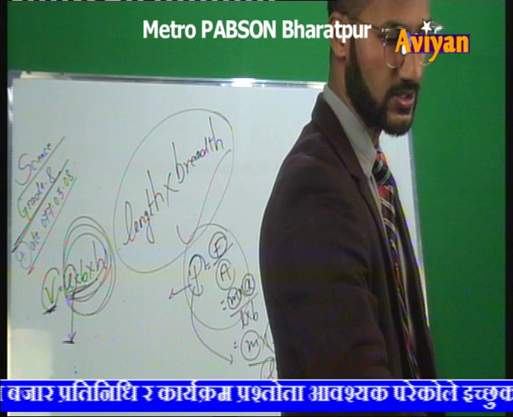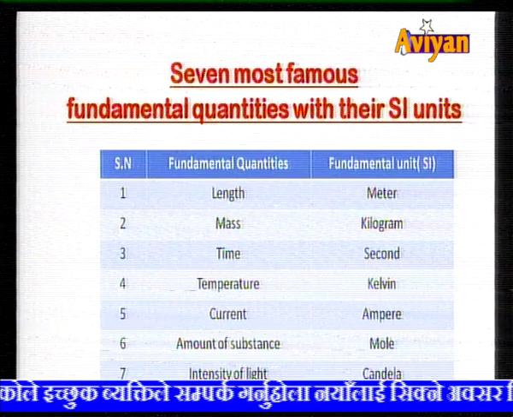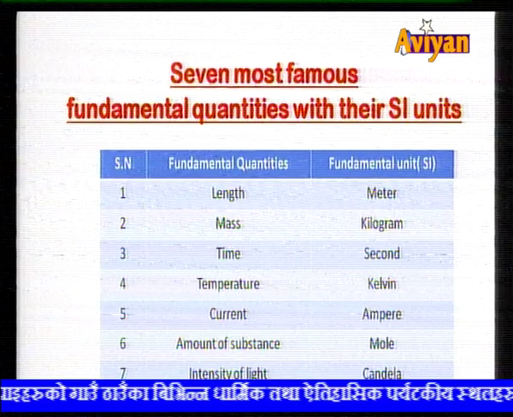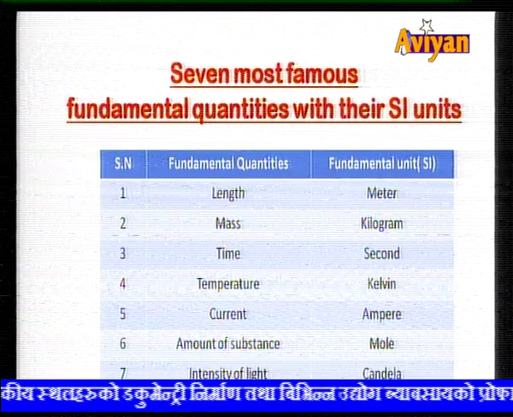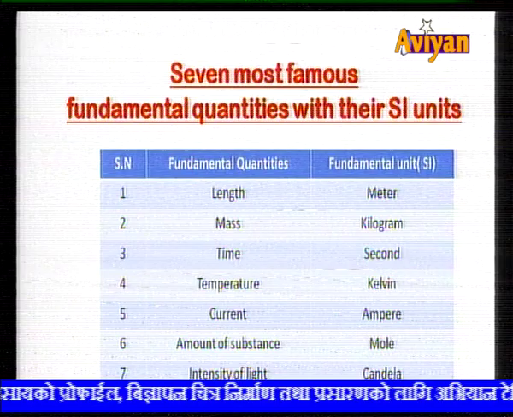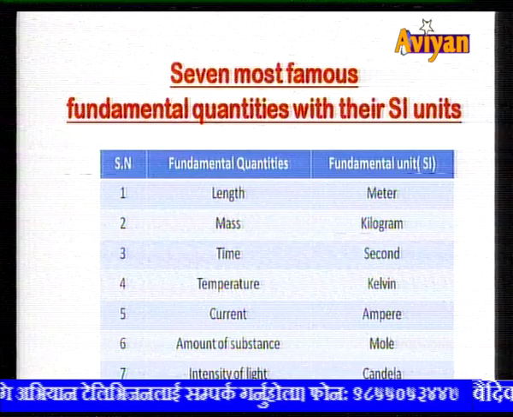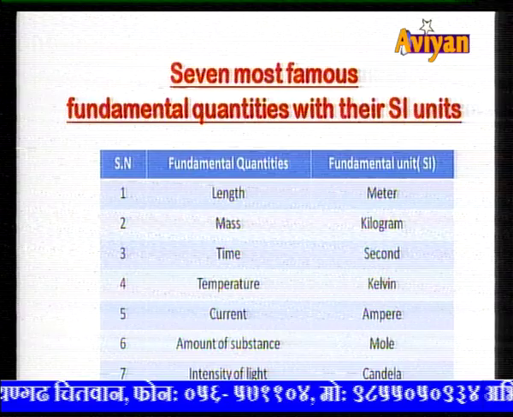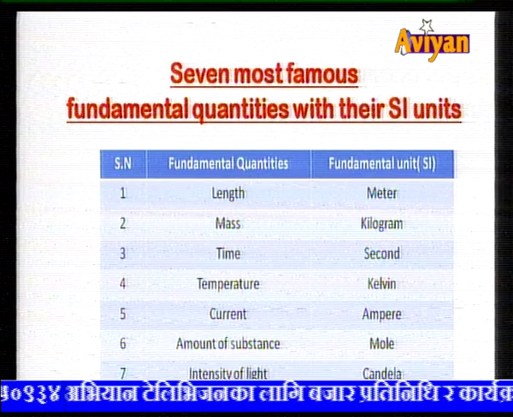Next slide, please. Look at there. There are seven fundamental quantities and their SI units are also included there. You may see in the very first point, the quantity length is fundamental, whereas its unit, the fundamental unit is meter. Similarly, then the second is mass. Mass is quantity and kilogram is used to express it, so it is unit. Time is fundamental quantity and second is used to express it, means it is fundamental unit. Look at the temperature in the point 4. Temperature is fundamental quantity. Likewise, Kelvin is used to express it, so it is fundamental unit.